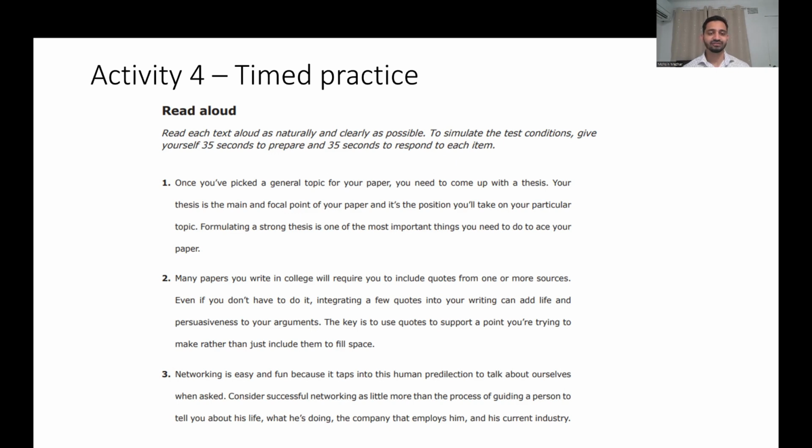Networking is easy and fun because it taps into this human predilection to talk about ourselves when asked. Consider successful networking as little more than the process of guiding a person to tell you about his life, what he's doing, the company that employs him, and his current industry.